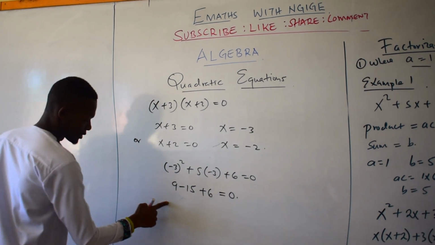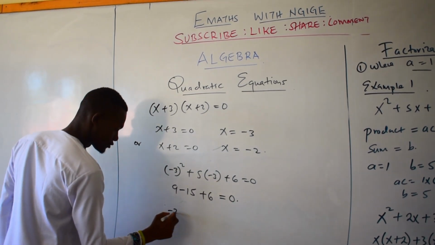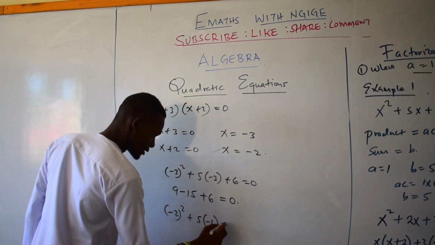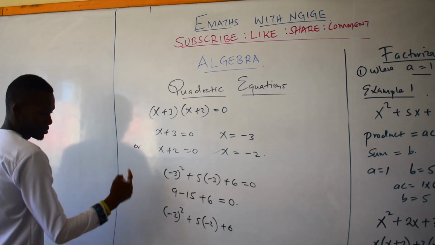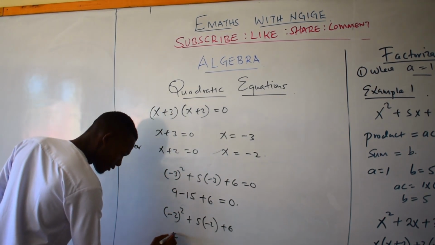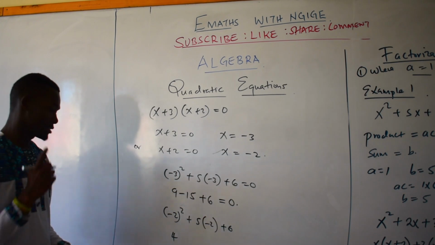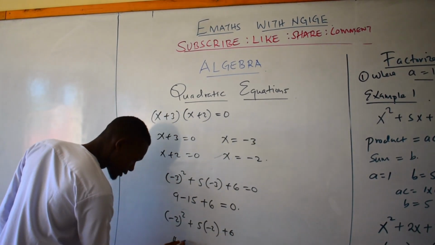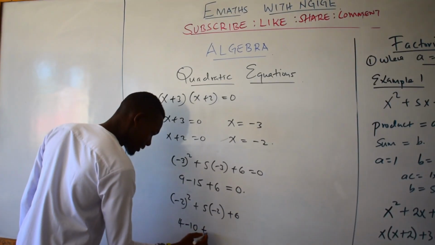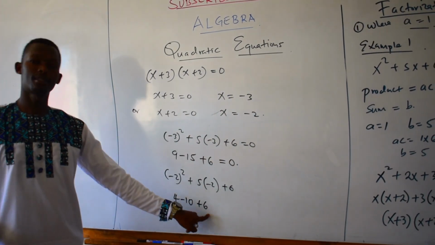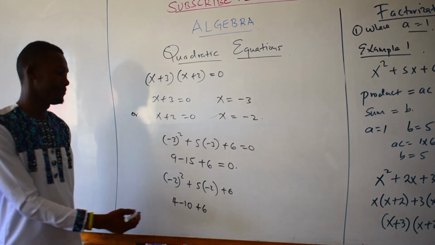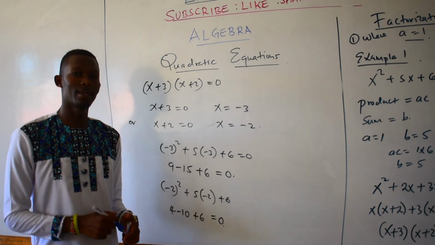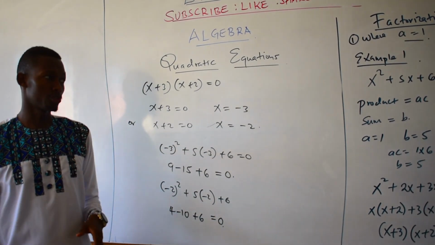Our solution is 0. So therefore, this root satisfies this equation. Let's check 2, the second one. So we have negative 2 squared plus 5 times negative 2, then plus 6. Negative 2 squared is what? It's 4. Then we have 5 times negative 2, that gives you negative 10. Then you have plus 6. 4 plus 6 is 10. 10 minus 10 gives you 0. So therefore we are saying the roots that you get satisfy the equation.